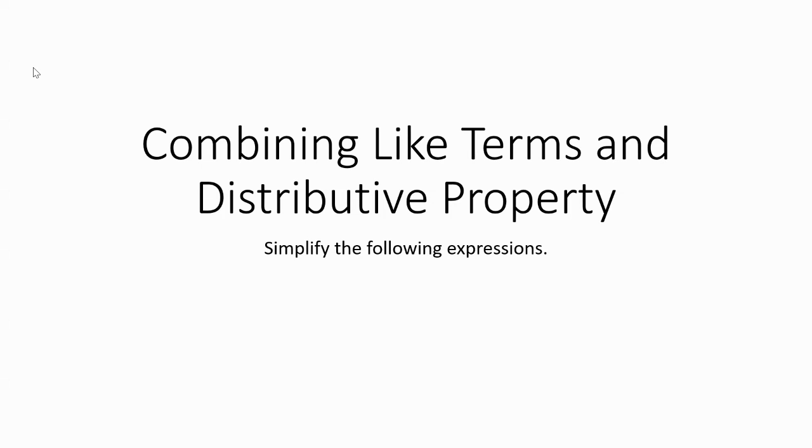Combining like terms in a distributive property. So these are two very common things that we're going to do throughout mathematics from now and really forever. It always comes up, and it's the distributive property of multiplication over addition. The distributive property is a form of multiplication. Combining like terms is a form of addition.